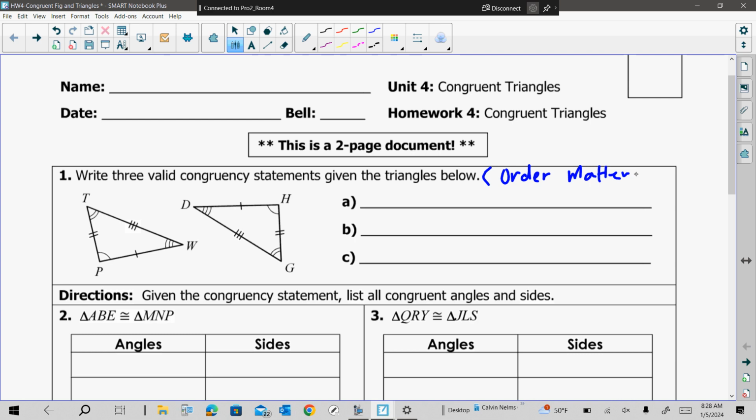okay? Your order matters. For this section, your answers may vary. It just depends on how you start your statement and how you match it. To do this, I would pay attention to your markings. We have 1, then 2 tick marks, then 3 tick marks. And we want to match up our single tick mark, our 2 to 3.